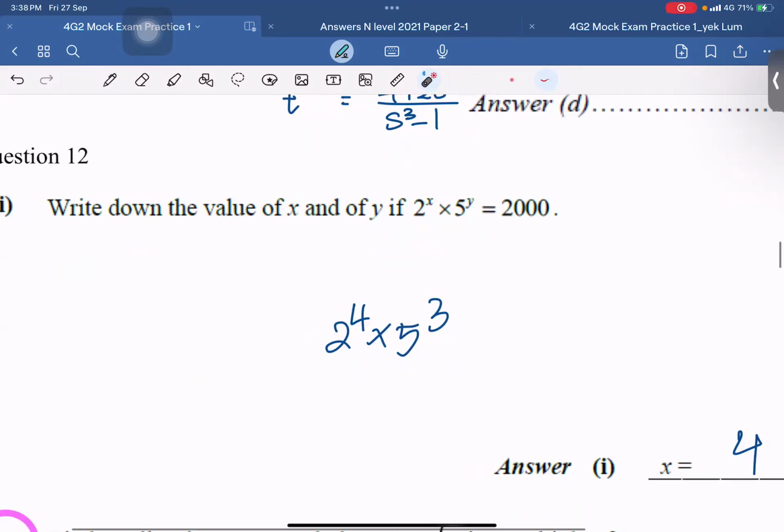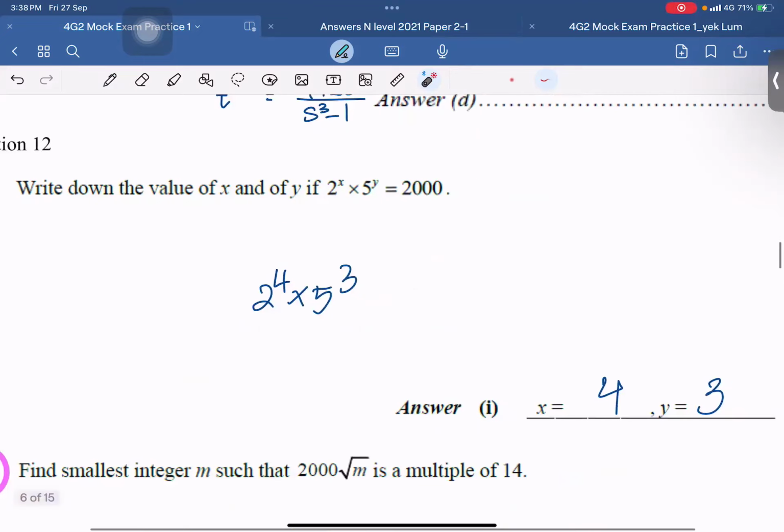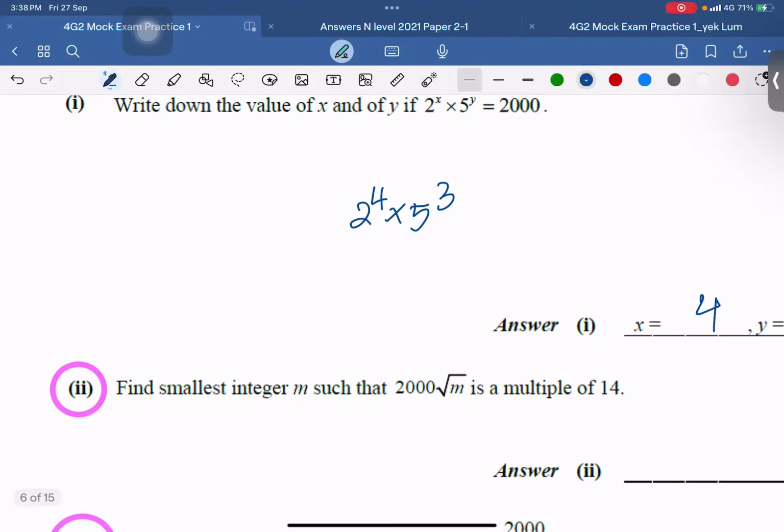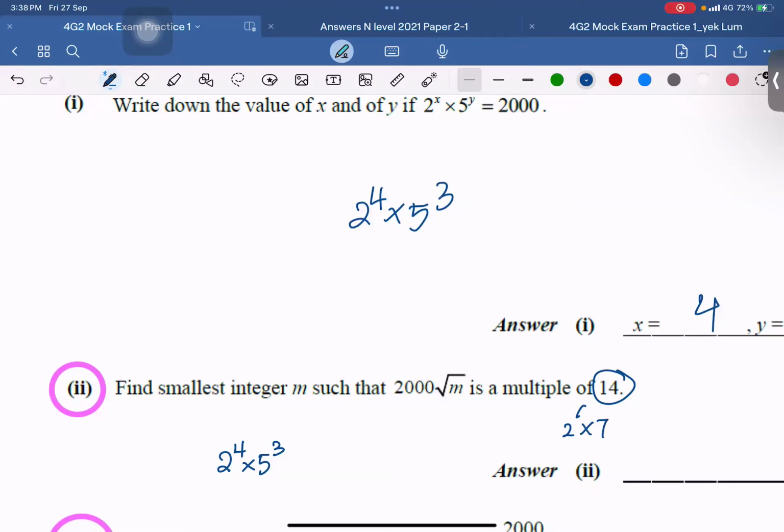Okay, next one. Find the value of x and y. This one you'll do your prime factorization. Shouldn't be a problem. Now, how do you take 2,000 times a number that is a multiple of 14? 2,000 is 2 to the power of 4 times 5 cubed. What are the factors of 14? If I need it to be a multiple of 14, I need all the factors of 14 to be inside. 14 is made up of 2 times 7. There is already a factor 2, many factor 2's inside. But the one that is missing is the number 7.